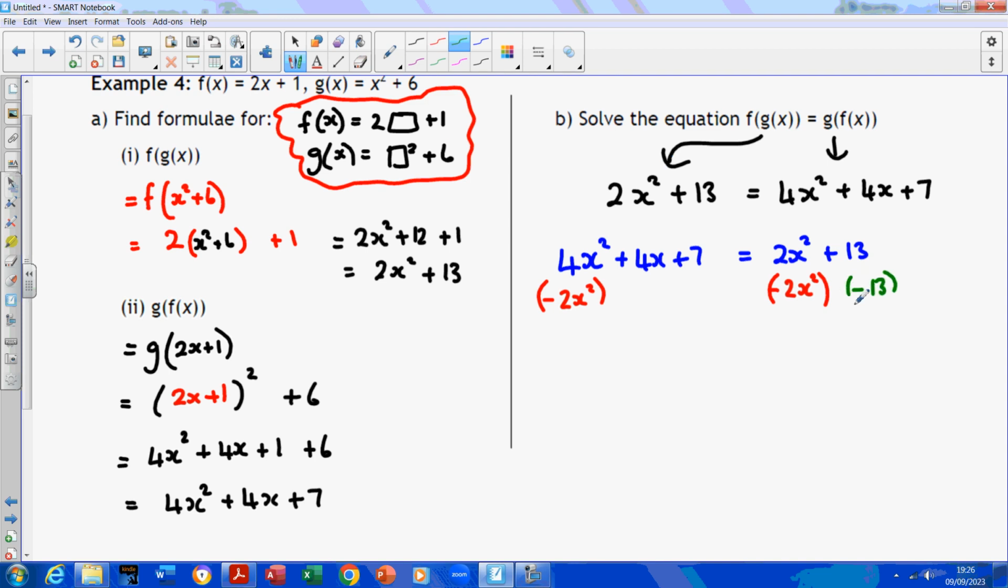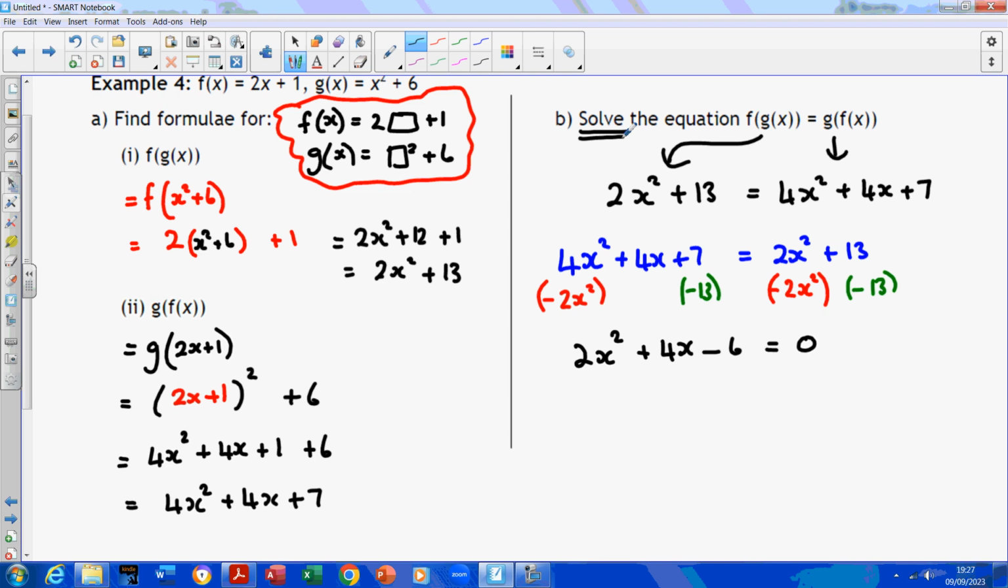I'll take 13 away from there, and I'll just line it up under the numbers. I take 13 away from the number. So when I do that, I end up with 4x squared take away 2x squared gives me 2x squared. We haven't done anything to the x's, so it stays as plus 4x. And then I've got 7 take away 13, and 7 take away 13 is minus 6, and that's equal to 0. Now we've got to solve this, so we're solving this quadratic equation.